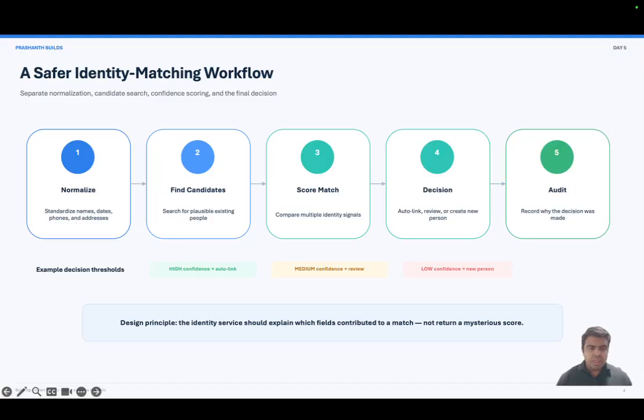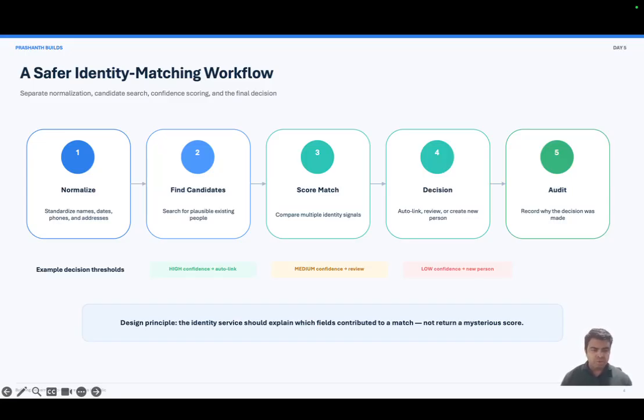I would design identity matching as a distinct workflow rather than hiding it inside case management logic. First, normalize incoming demographic information, standardizing things like names, dates, telephone numbers, and addresses so that we can compare equivalent values. Second, perform candidate search. Instead of comparing incoming records against millions of people, identify a small set of plausible candidates. Third, score these candidates using multiple identity signals. Then make an explicit decision.